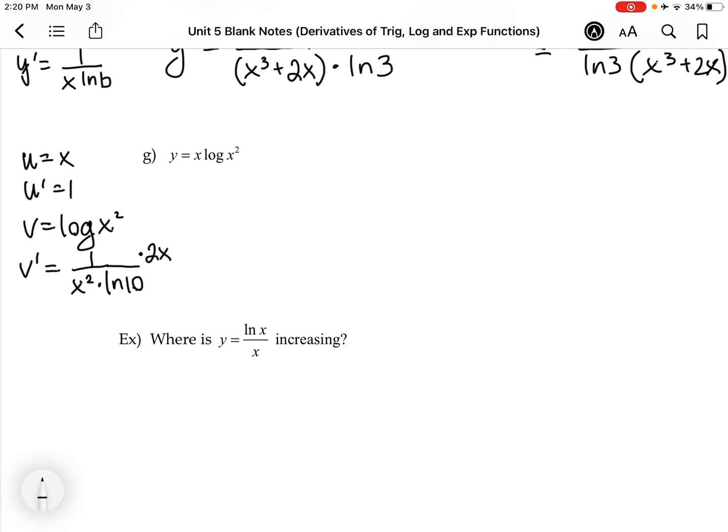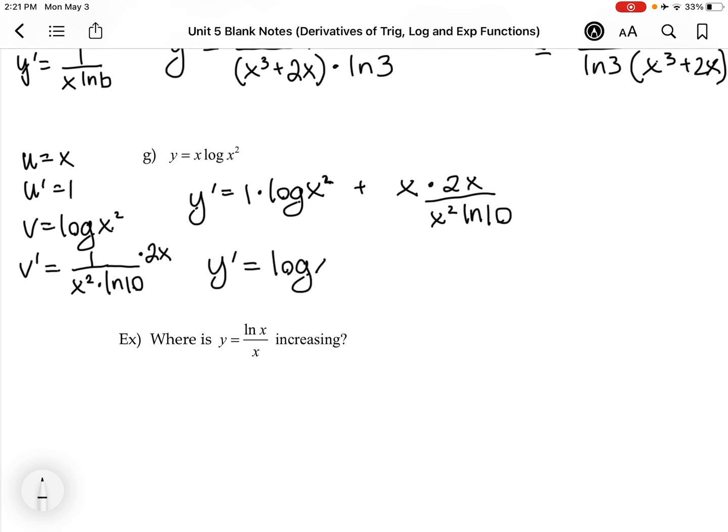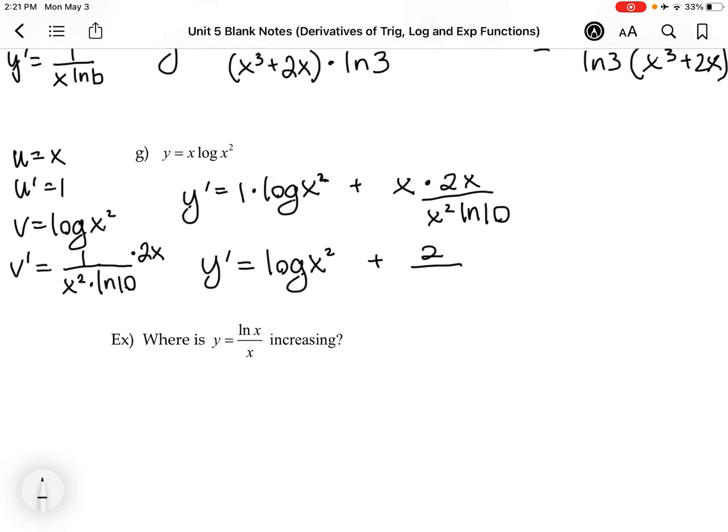All right, so let's put that all together. So y prime is going to be u prime v, 1 times log of x squared, plus uv prime, x times 2x over x squared ln 10. Okay, and then we can simplify the second term, because in the numerator we've got 2x squared, and in the denominator we also have an x squared. So this second term is actually just going to be 2 over ln 10. It's like a constant.